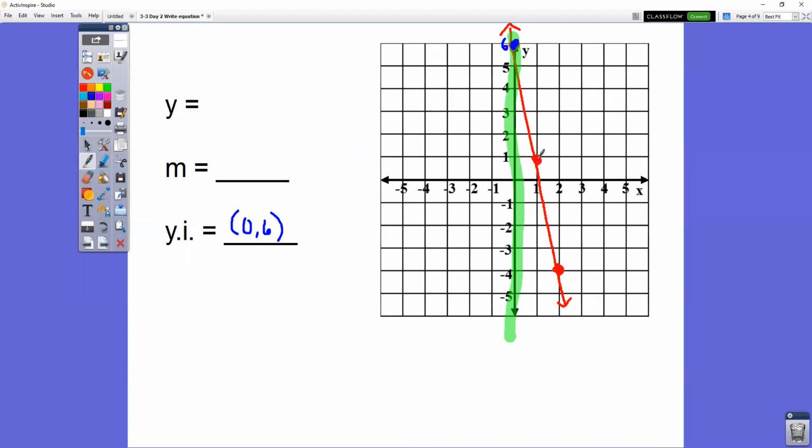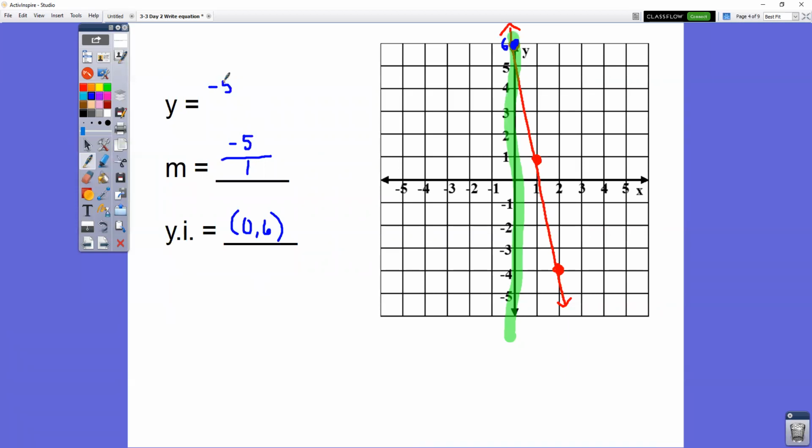How do you get from point to point to point? In our fraction, we have to do the top numbers, how many go up or down, the bottom numbers over to the right. So how do we get from here to here? How many do we have to go down? 1, 2, 3, 4, 5 going down, over 1. Down 5 is going to be a negative 5 over 1.